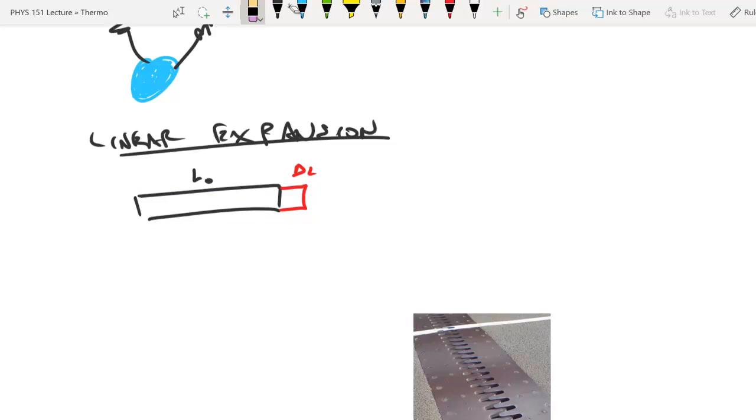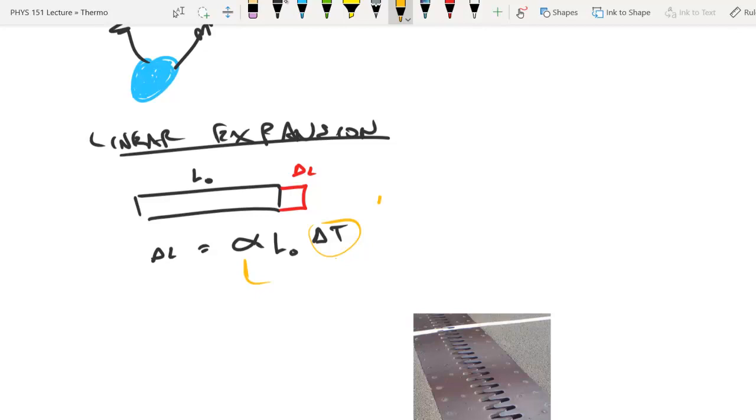So the change in length is equal to some alpha, which is our coefficient of linear expansion, times how long it was originally, times the change in temperature. Okay, so this change in temperature here, oftentimes alpha is given in per Kelvin or per Celsius. You have to look to see what alpha is given in for your delta T, if it needs to be Fahrenheit, Rankine, or Kelvin or Celsius.